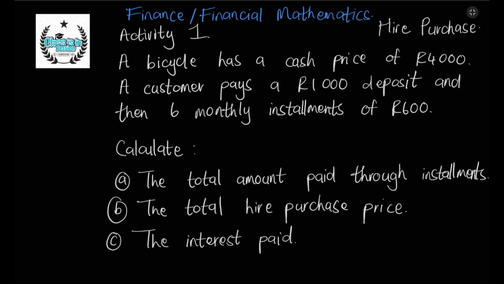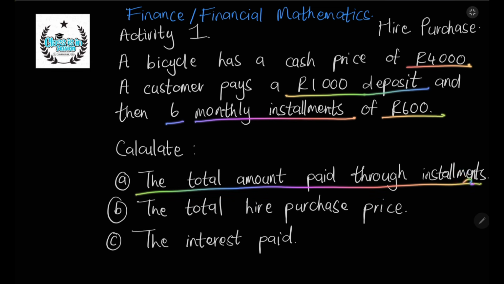Activity 1. A bicycle has a cash price of 4,000 Rand. A customer pays a 1,000 Rand deposit and then 6 monthly installments of 600 Rand. Calculate the total amount paid through installments, the total hire purchase price, and the interest paid.